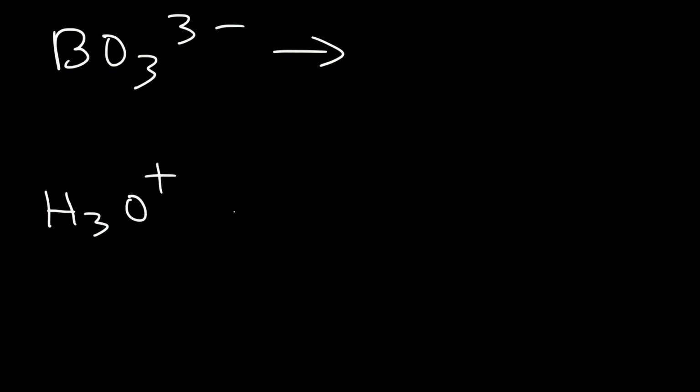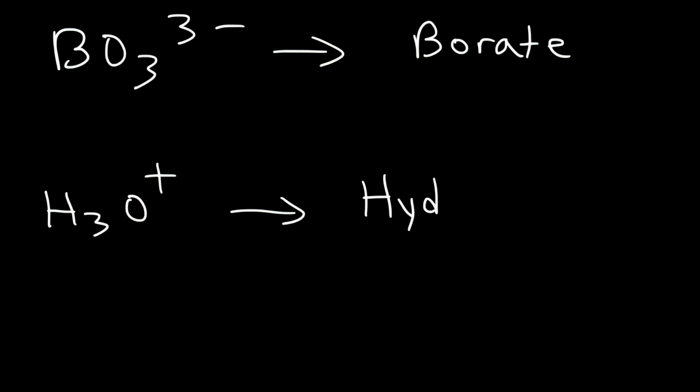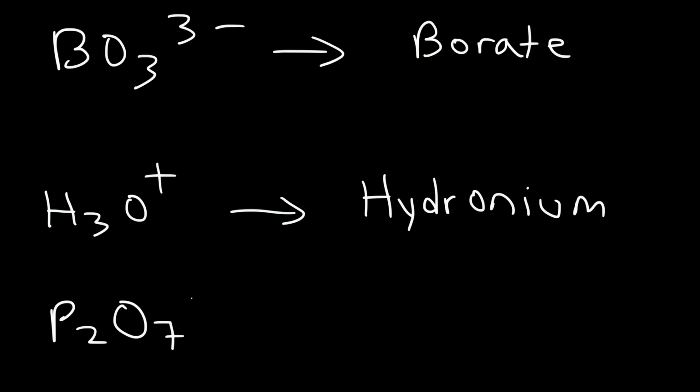Now what about this one, BO3 3 minus? What is the name of that ion? And let's also go over H3O plus. BO3 3 minus is known as borate. H3O plus is hydronium. So those are some polyatomic ions that you may want to commit to memory. And another unusual one that you may see in biochemistry or even in biology is P2O7 4 minus. This is known as pyrophosphate.